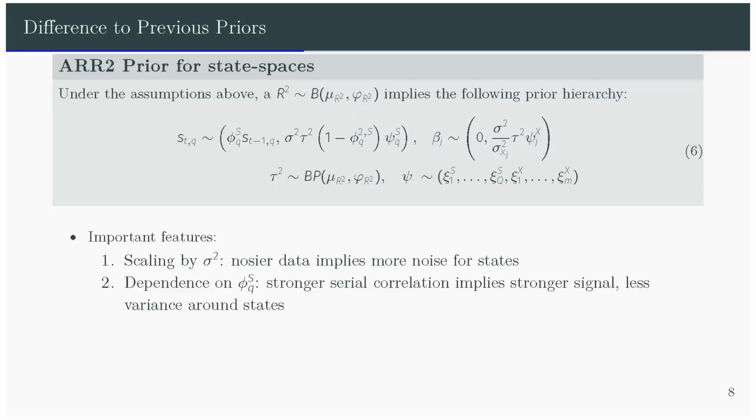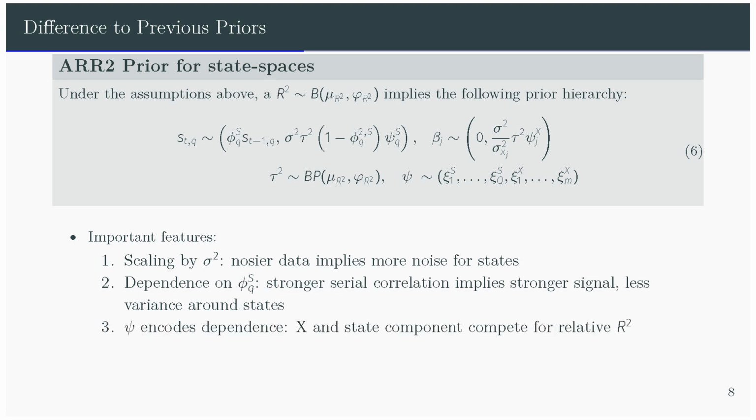You now also have dependence on the state AR parameter, and this is now for state q. This is telling you that if you're standing at time point t minus 1, and you have high serial correlation in the states, so a large AR parameter, then that should give you a lot of information about what happens in time point t. So therefore, the signal should increase as a function of the size of this AR parameter. And this is what's encoded now in the prior.